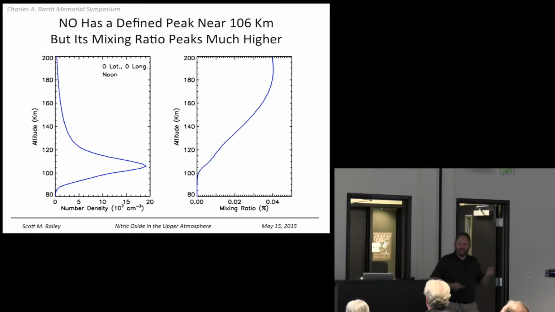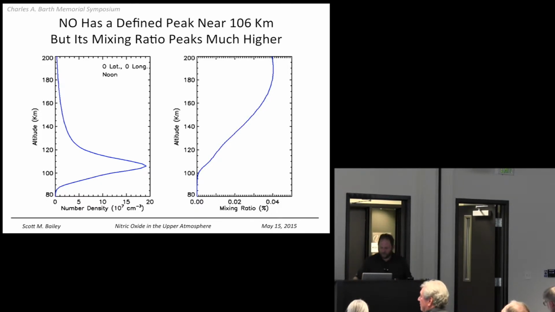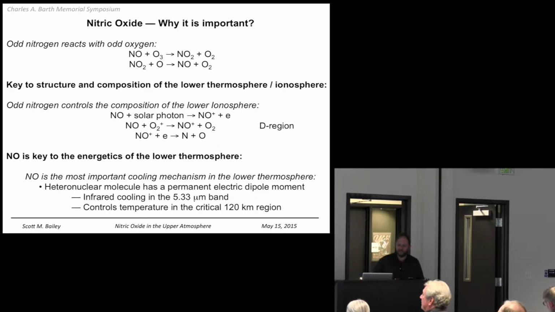Something Dr. Barth used to like to say when he introduced nitric oxide was it has about the same abundance in the atmosphere in terms of fraction as CO2 does, and it plays very much the same role as a radiator. So you can think of it that way. It's about 0.04% of the atmosphere at its peak.